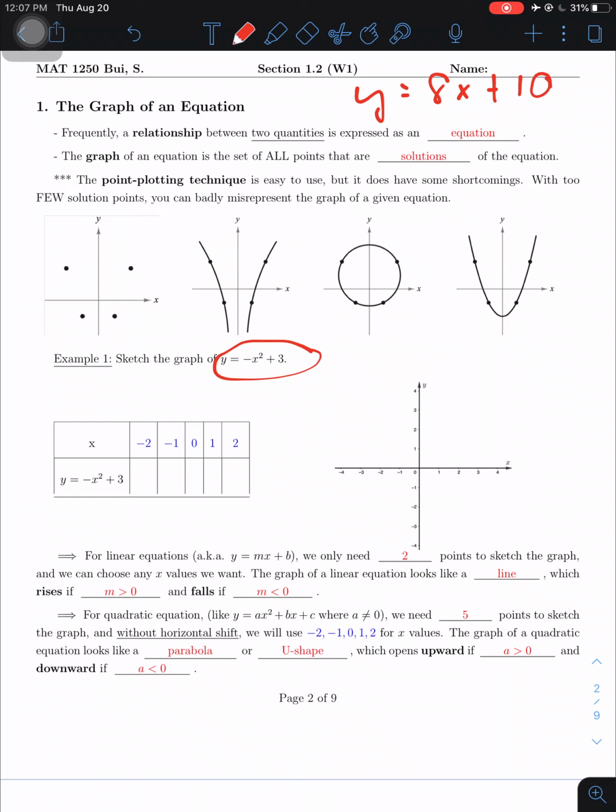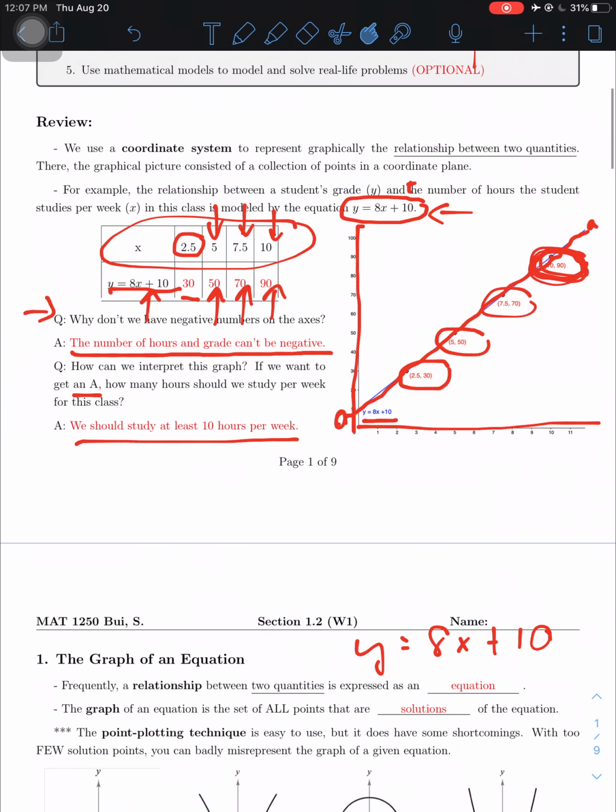The graph of an equation is the set of all the points that are solutions of the equation. So let's go back to the example that we did earlier. If you still remember this example right here, we cannot plug in all the values of x that we have, right? It will take forever and it's not going to go anywhere. The more points we plot, they all will connect to just one blue line there, or the red line that I just traced. So there's no point in doing that, to be honest.